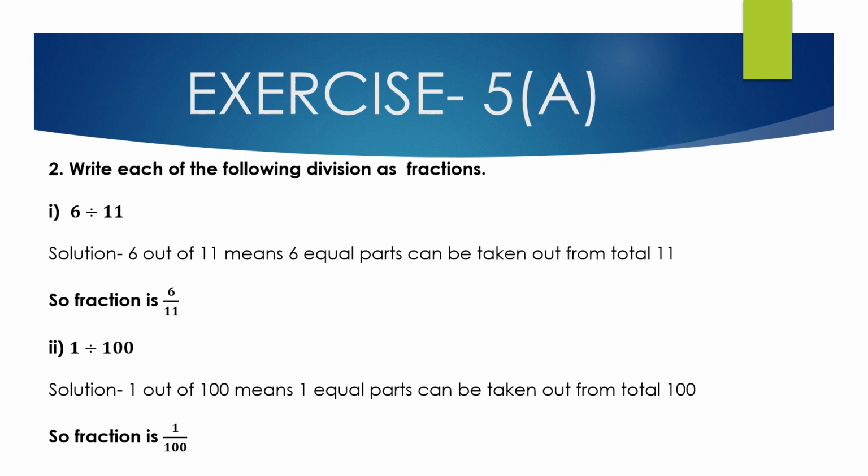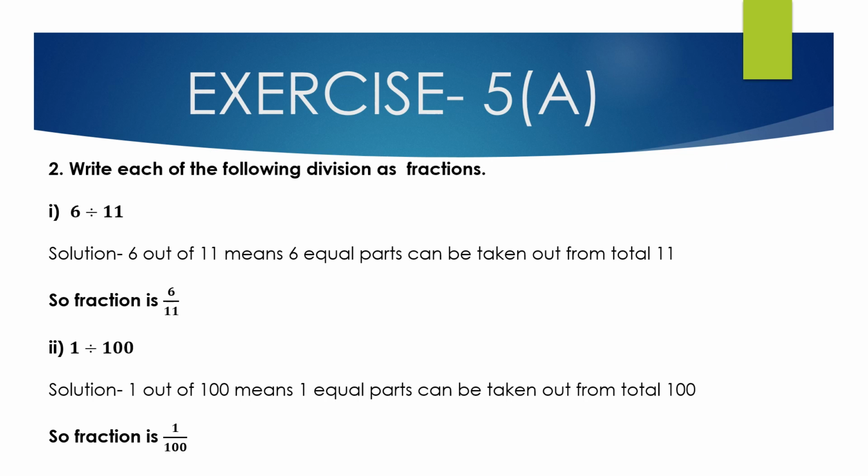Now we will solve question number 2. Question number 2 is: write each of the following divisions as fractions. The first one is 6 divided by 11. 6 divided by 11 means 6 out of 11, that is, 6 equal parts are taken out of a total of 11 parts. So the fraction will be 6 divided by 11.